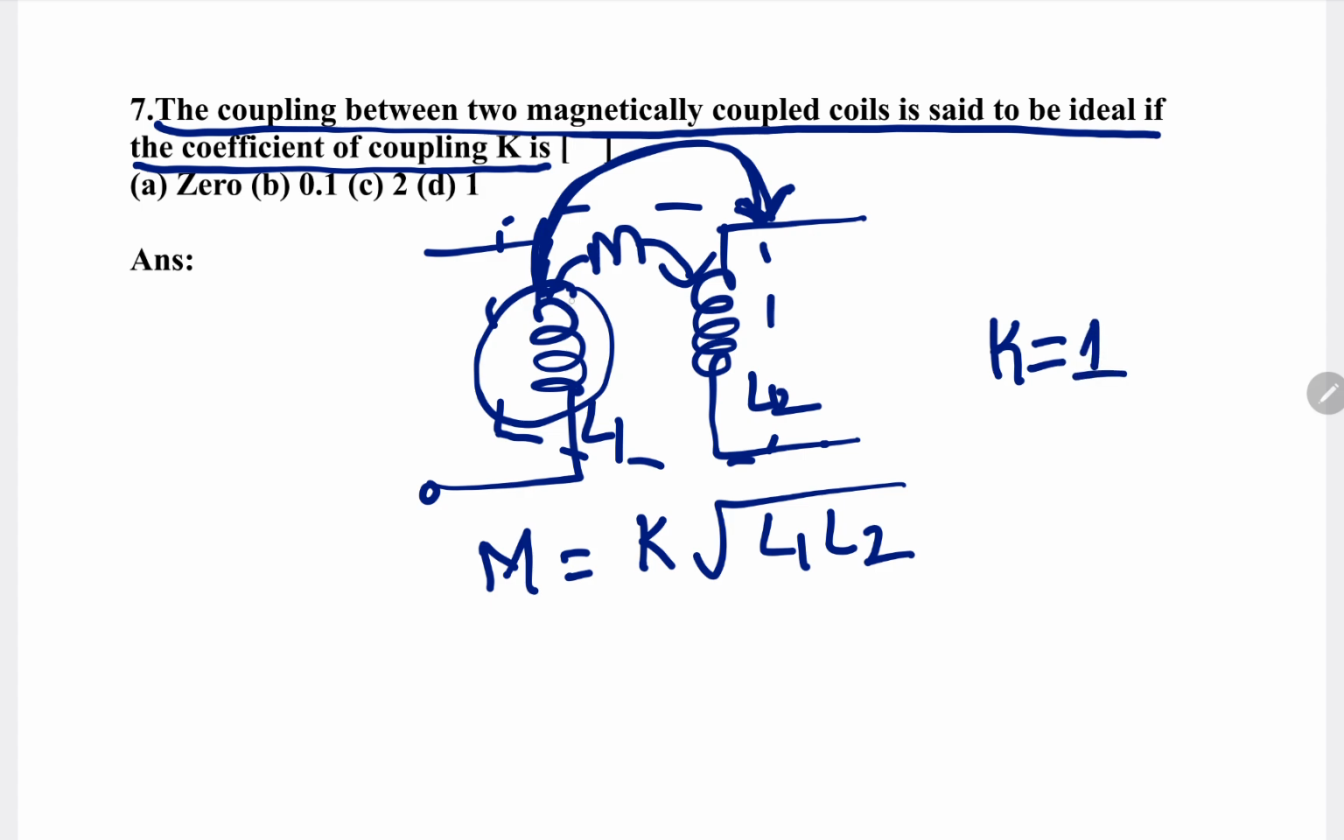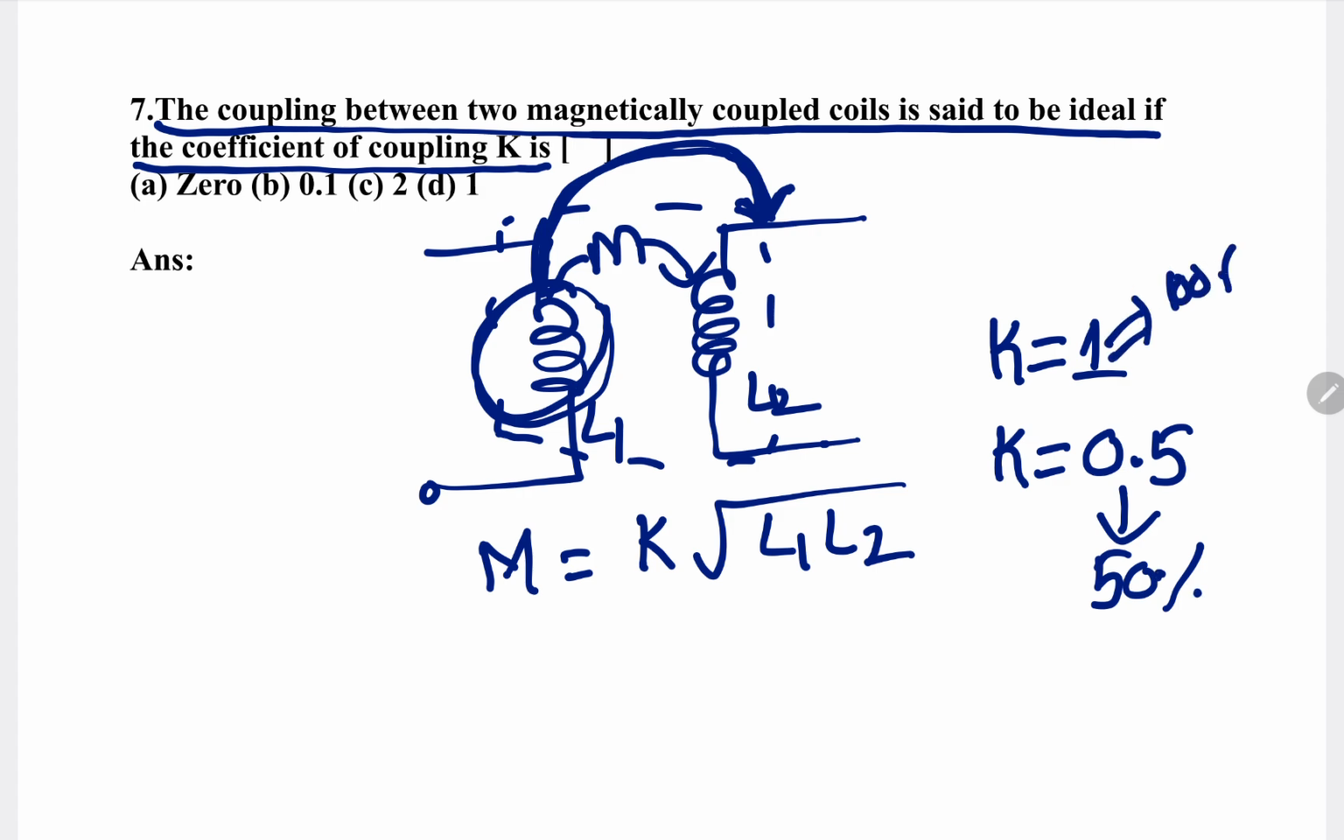So let us say the flux developed in coil 1, out of this total flux only 50% is linked with coil 2, then coefficient of coupling K value becomes 0.5, or we say 50%. Ideal means we say 100%. So what is asked here? The coupling between two magnetically coupled coils is said to be ideal. Ideal is nothing but whatever the flux developed in coil 1 has to be entirely linked with coil 2. Then coefficient of coupling should be 1 or 100%. So 1, that is, answer is D.